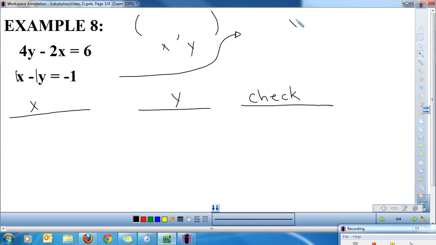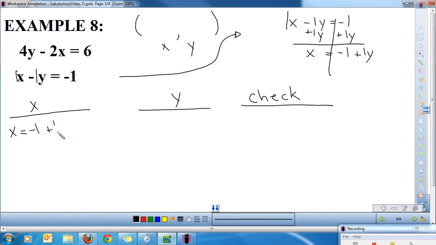So I'm going to rewrite, I have x minus 1y equals negative 1. I'm trying to solve for a positive 1, so I'm going to solve for this positive 1x. I have to get rid of minus 1y. So I'm going to add 1y to both sides. Bring down my x. These are not like terms, so I have negative 1 plus 1y. So I know that x is going to be equal to negative 1 plus 1y.